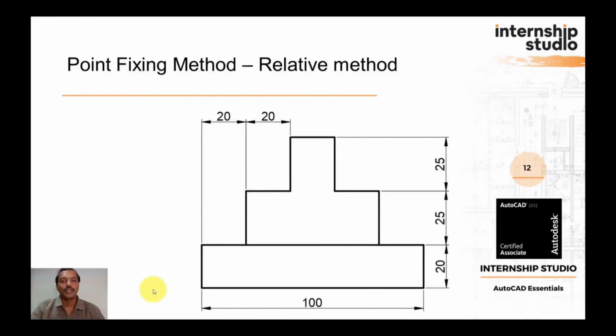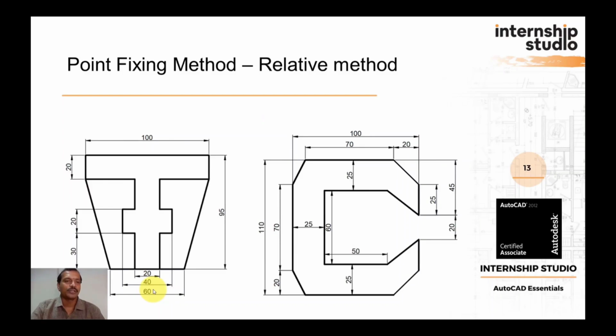Similarly, I'm going to give you some exercise. This exercise you are going to try with the relative method only. The starting point I did not give. You can choose any point as the start point. You can continue there. Okay, right. Similarly, you can draw this also using the relative method. Here also I did not give the start point.